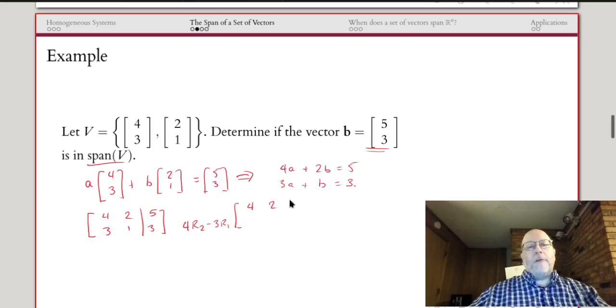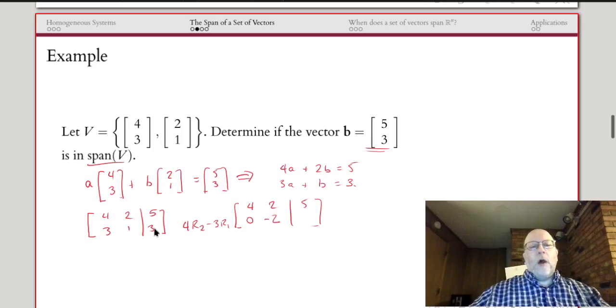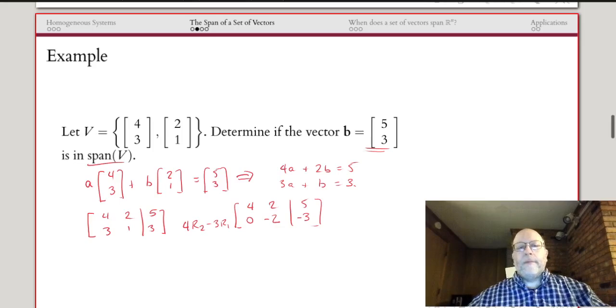So that gives me 4, 2, 5 in the top row. 12 minus 12 is 0. 4 minus 6 is negative 2. 12 minus 15 is negative 3. This is an echelon form.